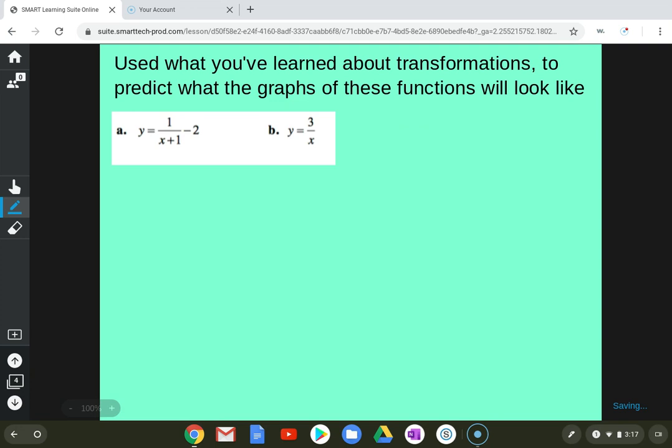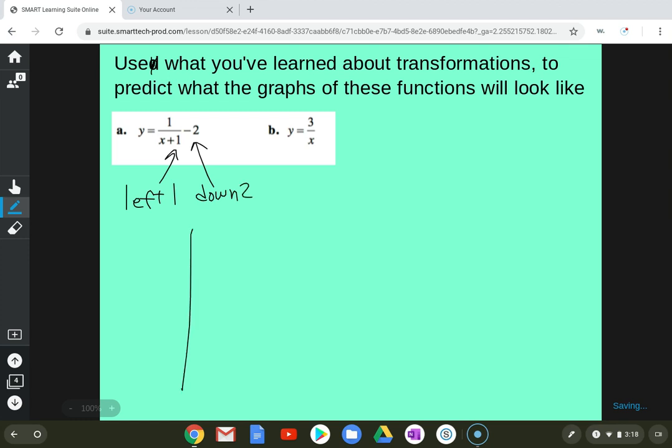Okay, it says used. Let's fix that typo. Use what you have learned about transformations to predict what the graphs of these functions will look like. So this first one, let's take a look. We are adding 1 to the x value, which means we are going to shift this graph, our parent graph, to the left by 1. And then we're subtracting 2 from the y value, which means we're going to shift our parent function down 2.